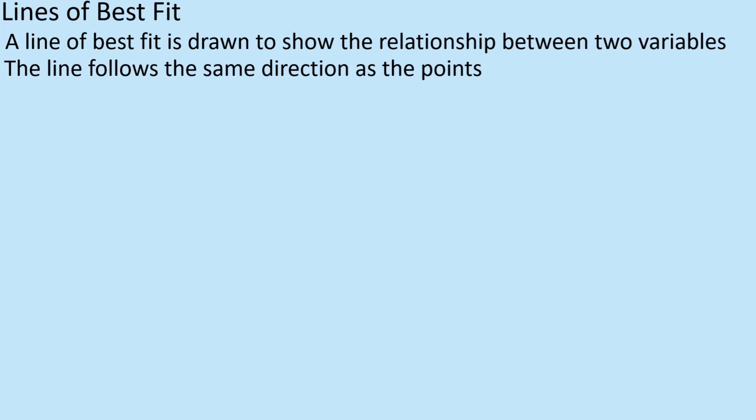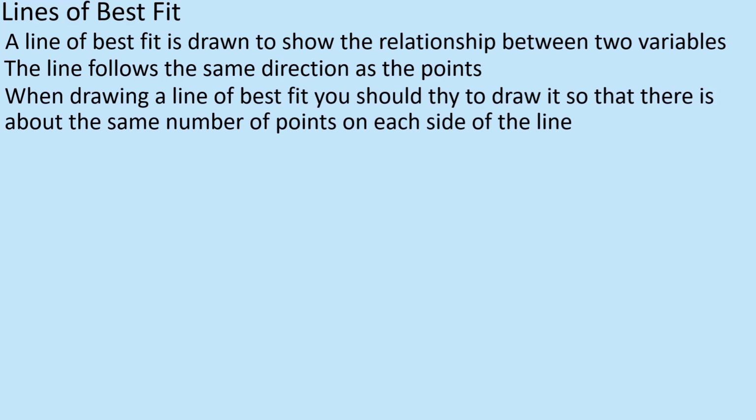So the line follows the same direction as the points. When drawing a line of best fit, you should try and draw it so that there are about the same number of points on either side. Please make sure you understand that just because there are points, there is not necessarily a relationship there, but obviously you're trying to see if there is one.